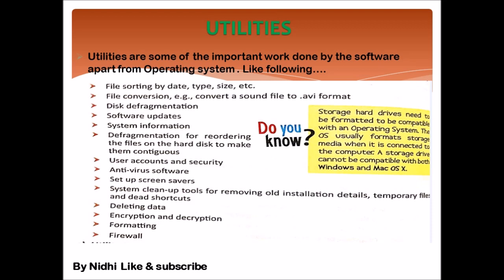So these utilities perform many types of functions. For example, they are used for sorting files by data type, size, etc. They are also used for file conversion, like converting a sound file to .avi format and other formats. Disk defragmentation is also a part, in which memories that are no longer in use, or that are used by the fragments, are freed. Software updates: these utilities are the programs that help in software update, system information, and defragmentation for reordering the files on the hard disk to make them contiguous or continuous.